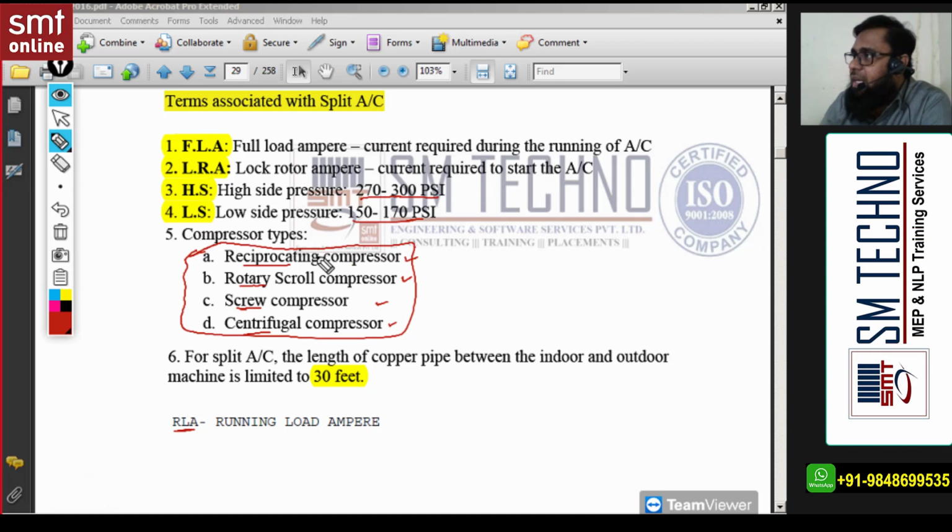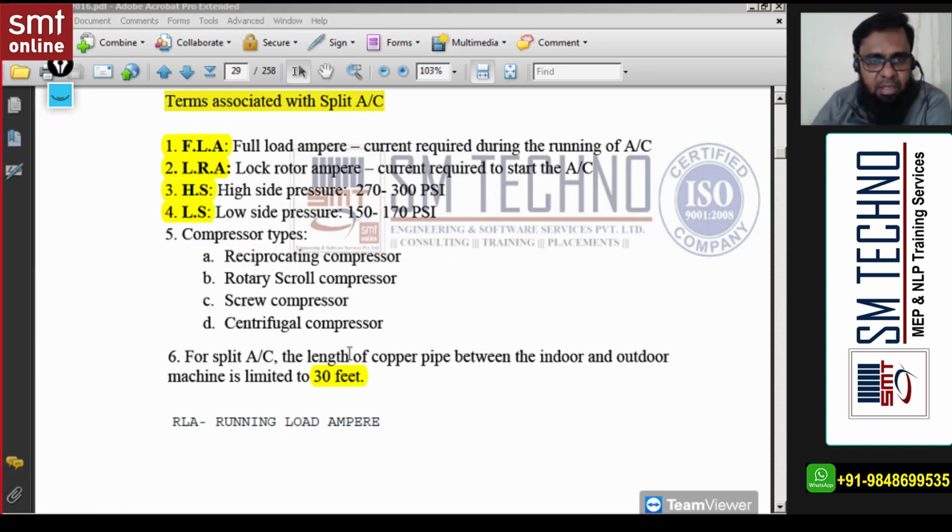Why? Because maintenance is easy if you use a reciprocating compressor. Maintainability is easy. We can repair even on site. So for that reason, you'll find reciprocating in industrial air conditioning equipment. Okay, next, one more important point, the length of the copper pipe.